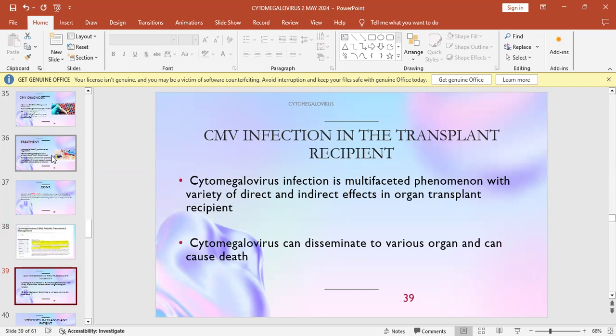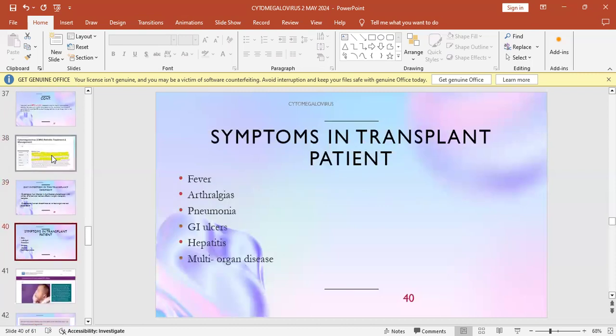Cytomegalovirus infection in transplant recipients. Cytomegalovirus infection is a multifaceted phenomenon with a variety of direct and indirect effects in organ transplant recipients. Cytomegalovirus can disseminate to various organs and can cause death. Symptoms in transplant patients include fever, arthralgias, pneumonia, gastric upset and ulcer, hepatitis, and multi-organ disease.